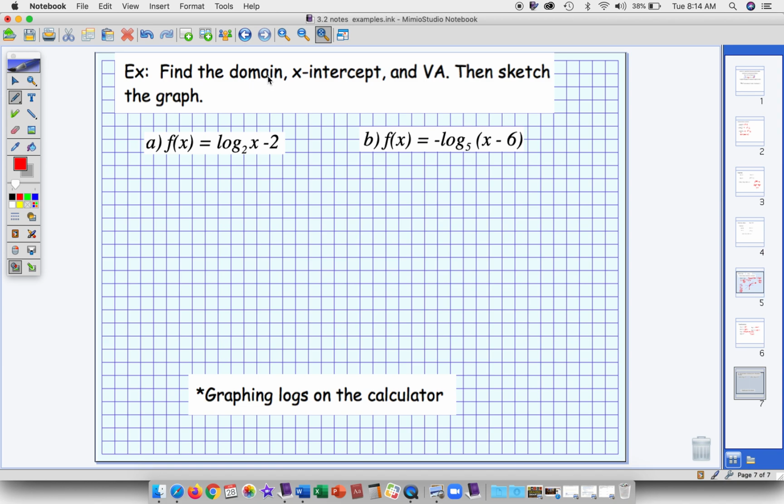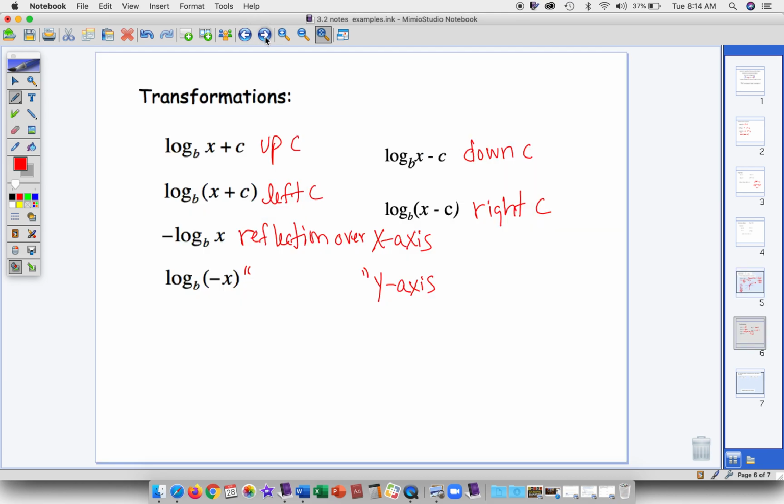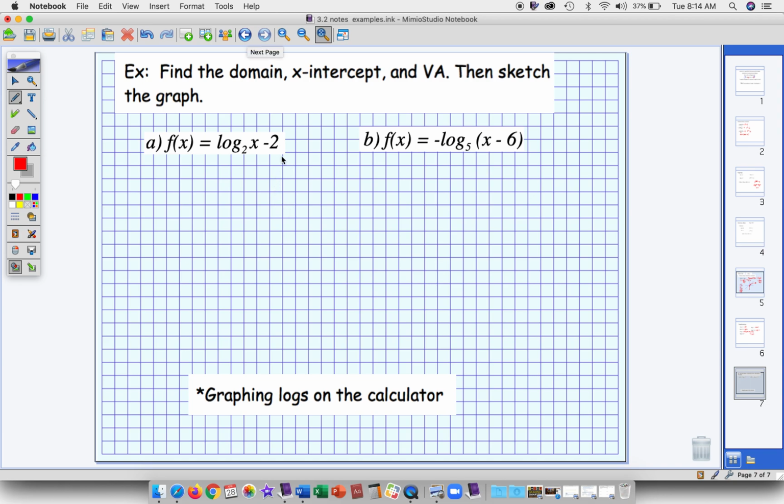Okay. The domain, that also depends upon the vertical asymptote. When we look at the original graph, the domain is from 0 to infinity. So if the graph shifts left or right, then the domain is going to change accordingly. If we have shifts of upward or downward, that's not going to change the domain. Okay, so let's take a look at these. So here, for example, we have that shift downward, right? This is going down 2 units.